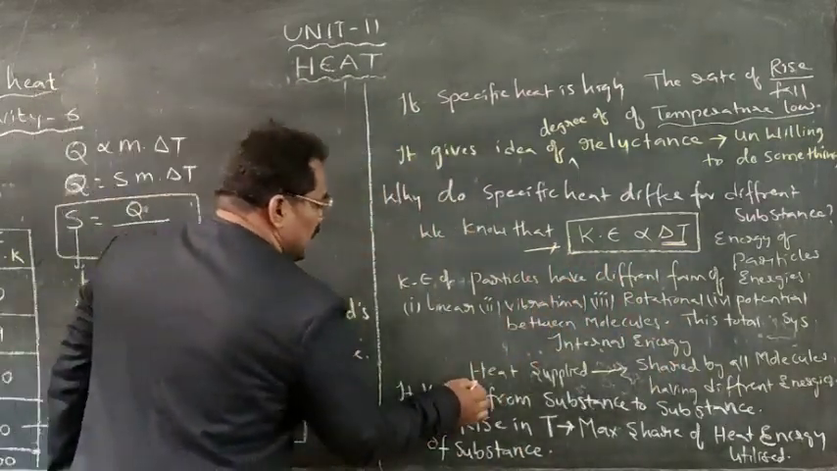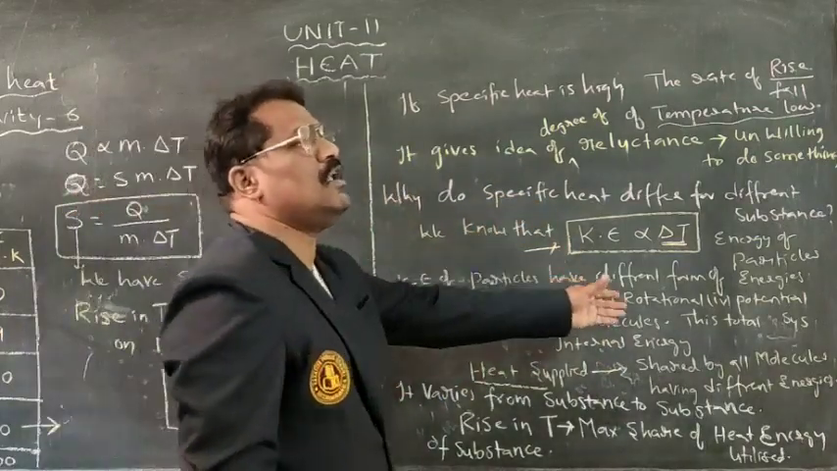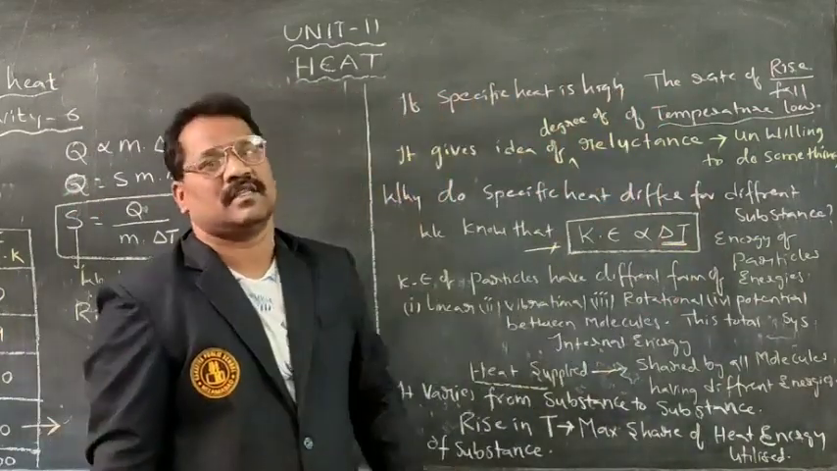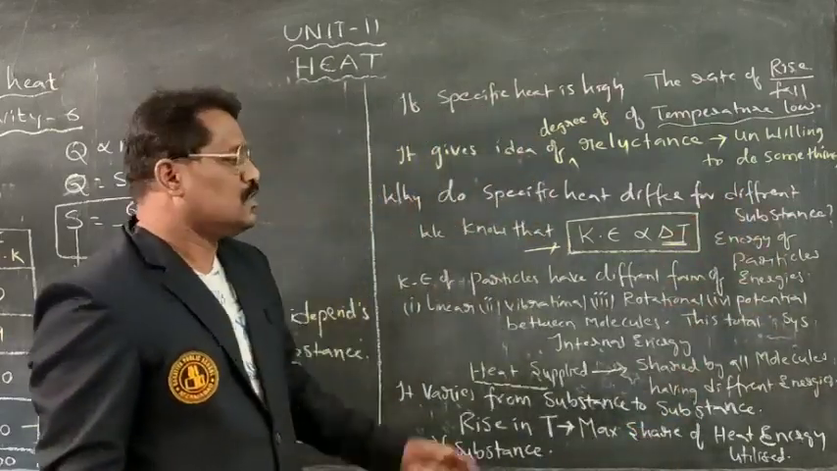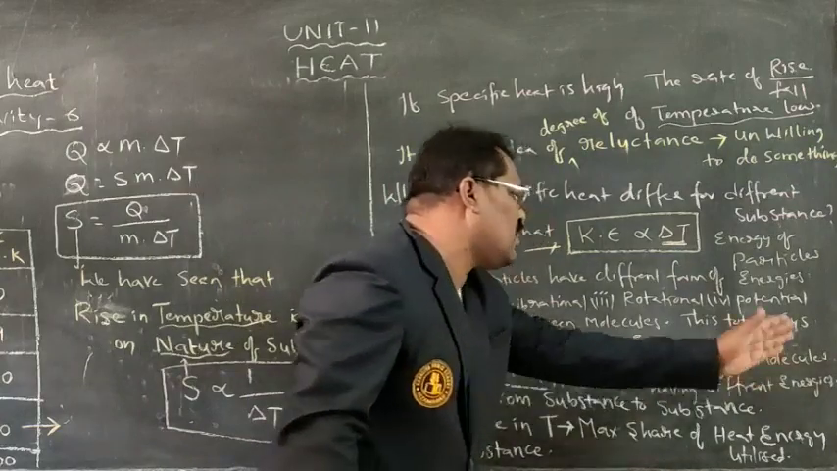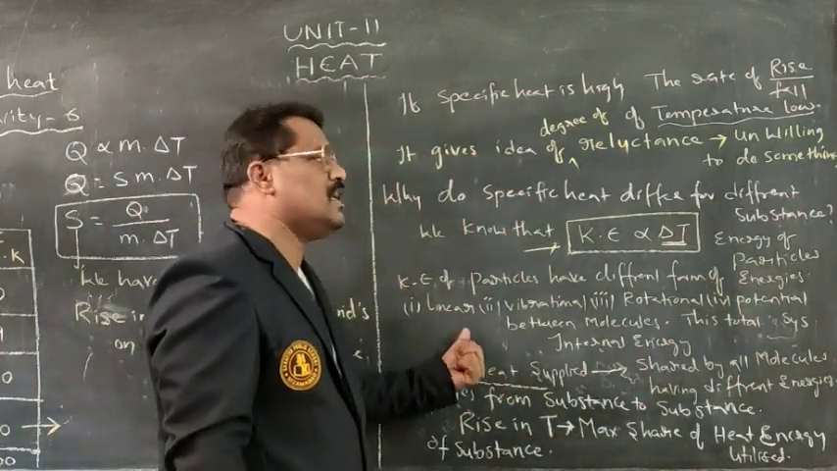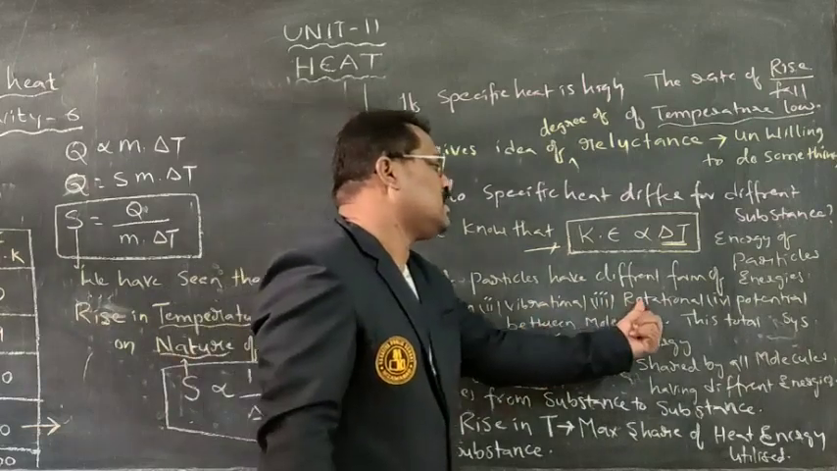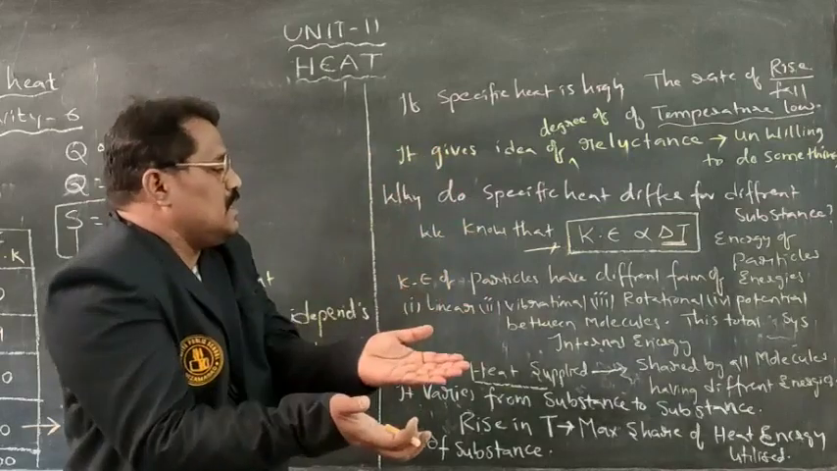By this, as heat is supplied to any molecule, what happens there? All the molecules will have different types of energies: linear, vibrational, rotational, and potential energies. So, heat will be shared among them. Within the molecule, linear will be a different energy, vibration is different, rotation is different, potential is different. Therefore, the molecules have different energies.